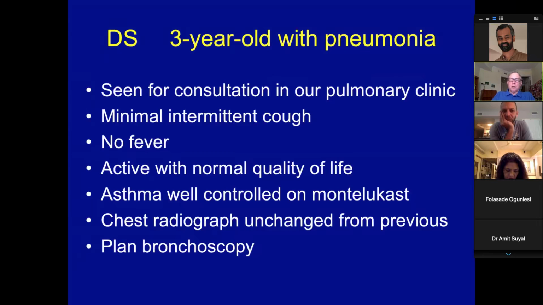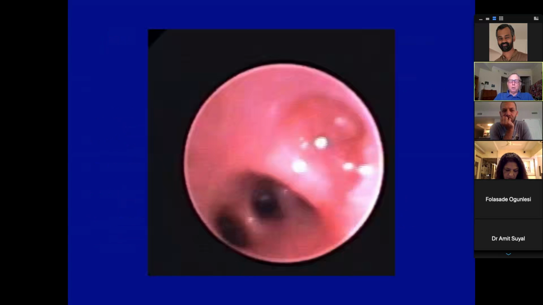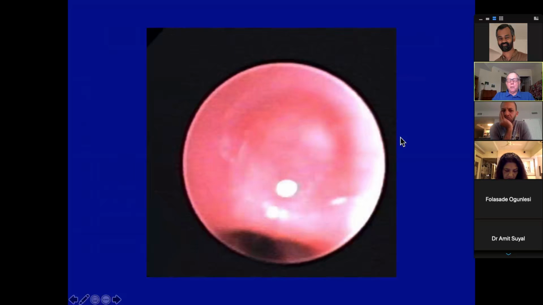So he was seen for consultation in our pulmonary clinic, minimal intermittent cough and no fevers, active with normal quality of life. Asthma was well controlled on Montelukast, the chest radiograph was unchanged, and we planned the bronchoscopy. And what the bronchoscopy revealed is that you see this patent bronchus and this pit that we assumed was, again, a type of obliterating bronchitis. Here is another view of the same. You can see the pit.